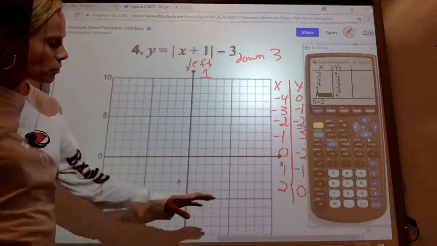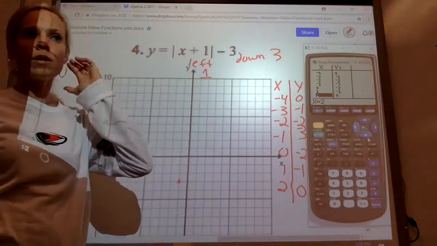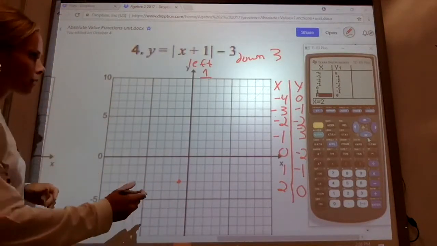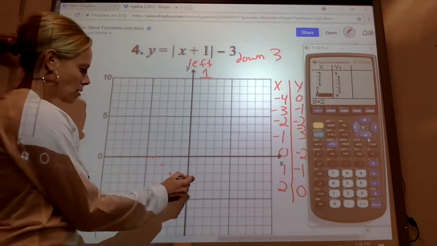Right? Because I found repeated y values. I have 2 zeros, 2 negative 1s, 2 negative 2s. That means I have both sides, so I'm good. So negative 4, 0, negative 3, negative 1.